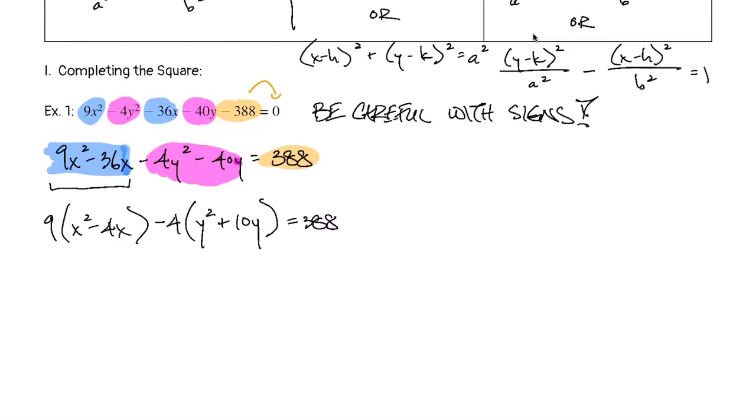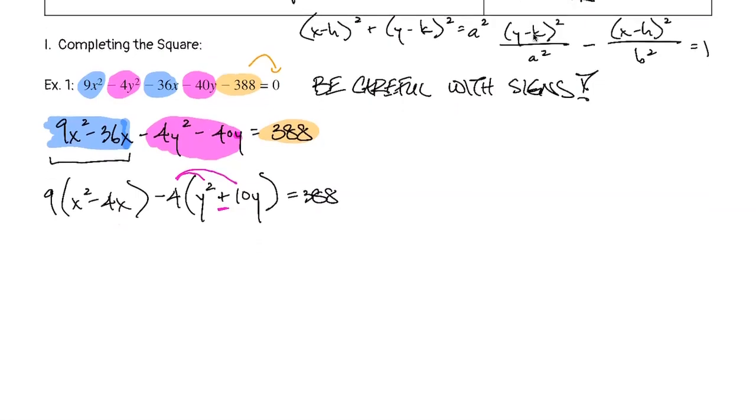Okay. You always want to double check. If you distribute back in, you should get what you had from the previous line. So negative 4y squared, that part is good. Negative 40y, that part is good. But probably the number one mistake that happens here, people mess up that sign. That is probably the number one mistake. Other than that, completing the square is exactly the same as for the ellipse.